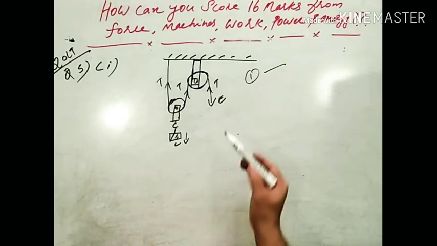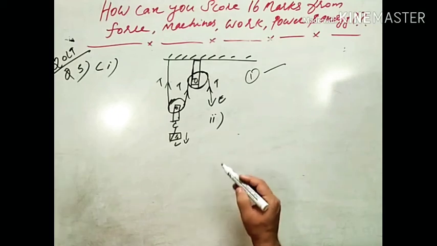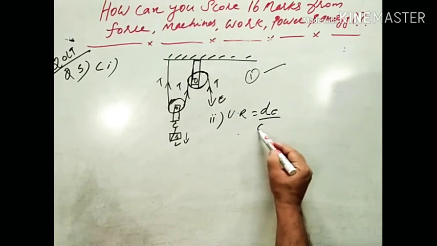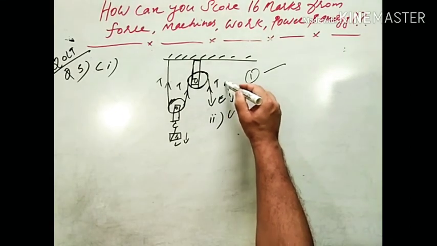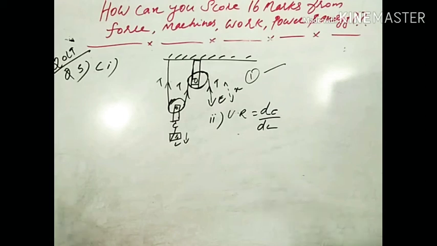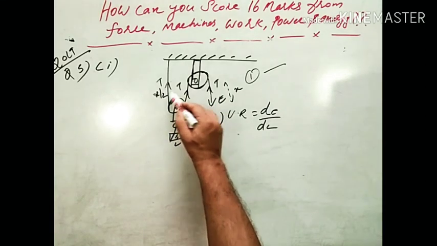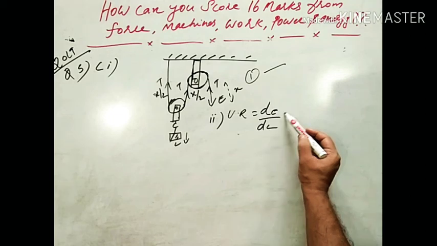So what is the second part? What is the velocity ratio of the arrangement? Velocity ratio is equal to the distance moved by effort to the distance moved by load. Suppose the effort moves through a distance x in the downward direction. Each segment will get shortened by a distance of x by 2. You have studied this in the pulley section. So what is the distance of effort?